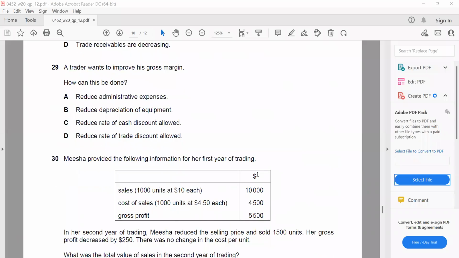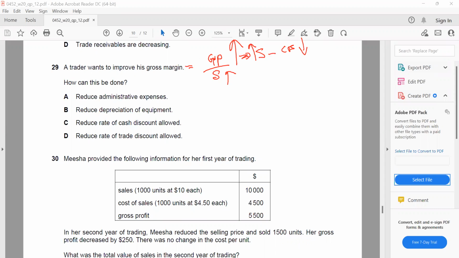Question 29. A trader wants to improve his gross profit. How can this be done? So gross profit, gross margin. Gross margin is gross profit over revenue or sales. So to improve it, sales must go up, because gross profit is sales minus cost of sales. So sales goes up, cost of sales comes down, then it will improve the gross profit.